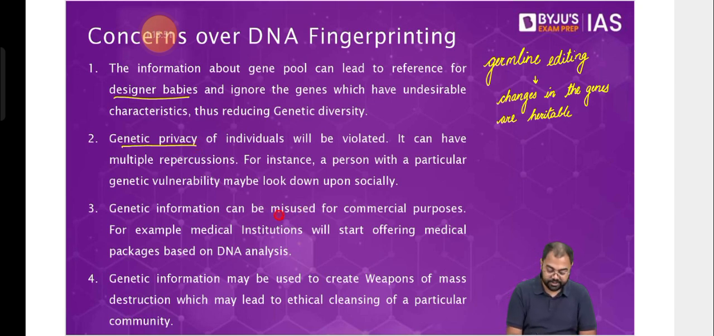Then genetic information can also be misused for commercial purposes. Once the DNA information about an individual is out and everybody knows about it, especially the pharmaceutical companies, they can start advertising accordingly. They can tell you that, look, you have these genes, and these genes mean that 20 years from now you would have cancer. So if you don't want to have cancer in the future, you take these medicines today. These kinds of things can happen, and they very often happen with pharmaceuticals, or in general with any kind of advertising.